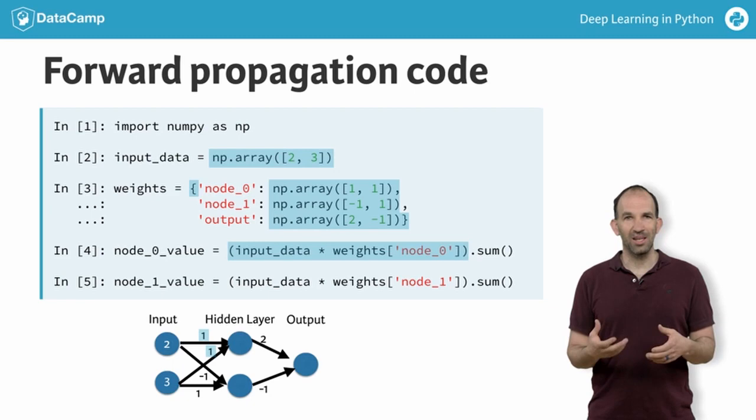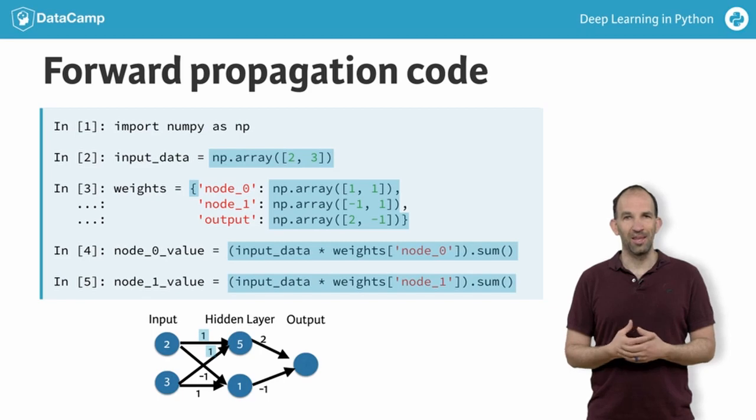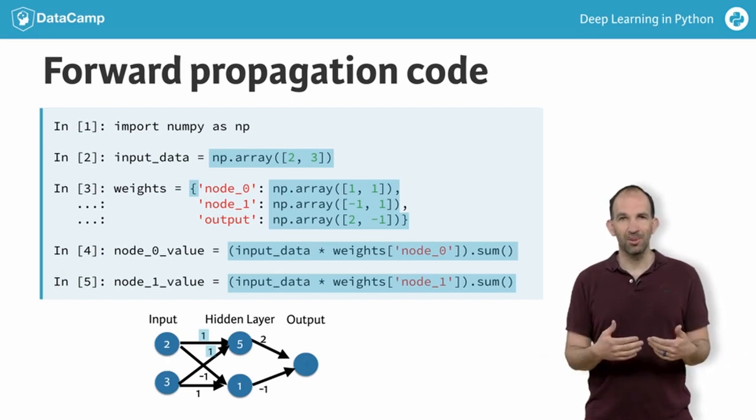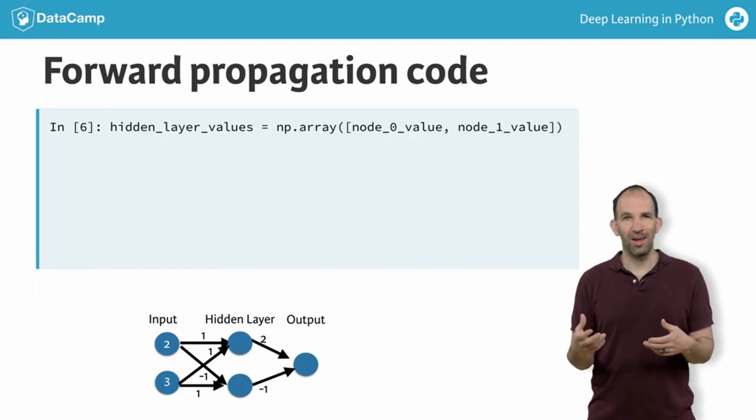These get converted to a single number by the sum function at the end of the line. We then do the same thing for the bottom node of the hidden layer, which is called node 1. Now both node 0 and node 1 have numeric values. To simplify multiplication, we put those in an array here.